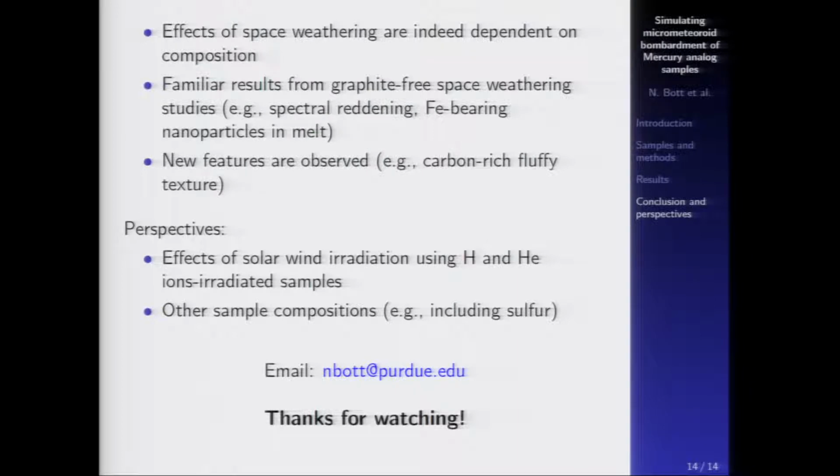But we also observed new features like the carbon-rich fluffy textures. And so we will continue to analyze the samples, but we will also look at other samples that have been irradiated by hydrogen and helium ions to simulate the solar wind irradiation. And we will also consider other sample compositions, for example, including sulfur, to look at the effect of the volatiles in the space weathering processes. Thank you for your attention.